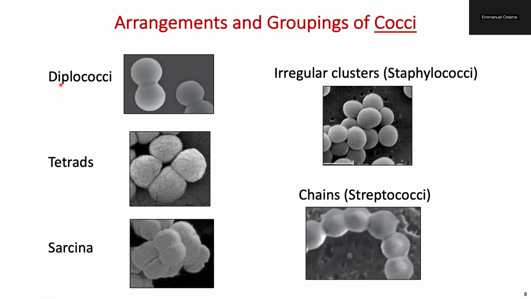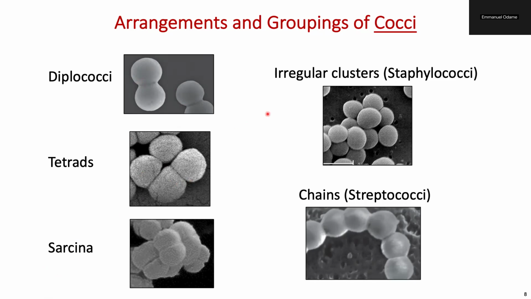So we have the diplococci, or the diplococcus. Basically, they are just two individual bacteria joined together, which is formed from cell division of the bacteria themselves. And then we have the tetrads, as in tetra, basically four. And we have the sarcina, basically a cubical packet of 8, 16 or more cells.